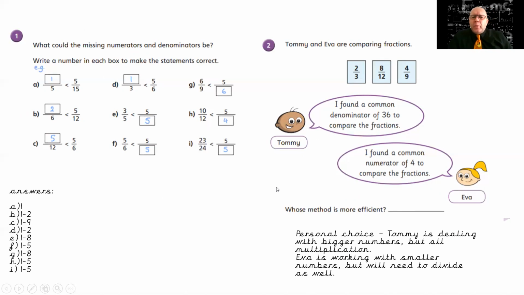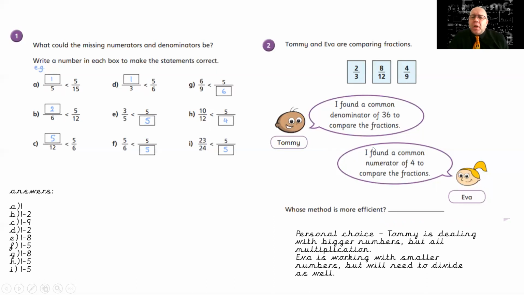Now, this one was a funny one, because in Tommy's case, he says, when he's comparing these fractions, I found a common denominator of 36 to compare the fractions. So what he's going to do is he's going to multiply up and create equivalent fractions up to 36. So he's going to end up with 24 over 36. And he's going to have 16 over 36. And he's going to compare them that way.